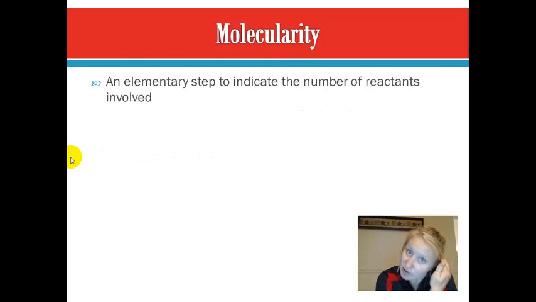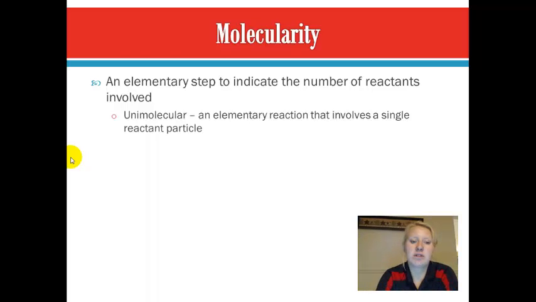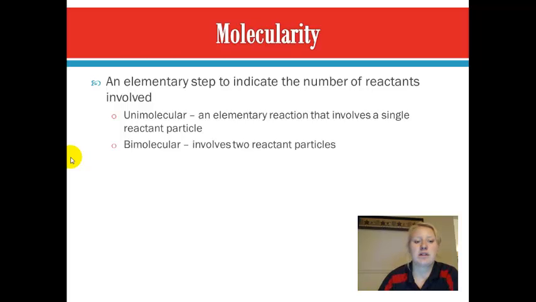The molecularity of a reaction is an elementary step to indicate the number of reactants involved. So for example, unimolecular means that it's an elementary reaction that involves one single reactant particle. Bimolecular means that two reactant particles are hitting each other. And termolecular would be three reactant particles. However, these are really rare because in order to hit with enough activation energy and the correct orientation so that everything comes together in the same place and time is extremely rare.